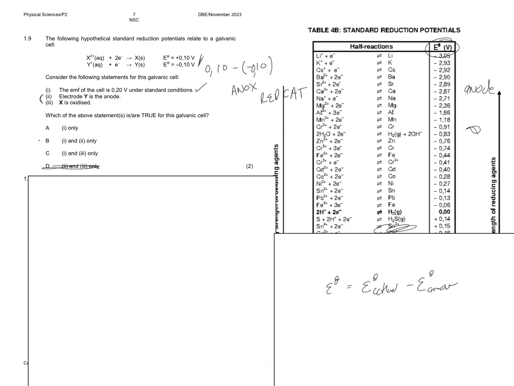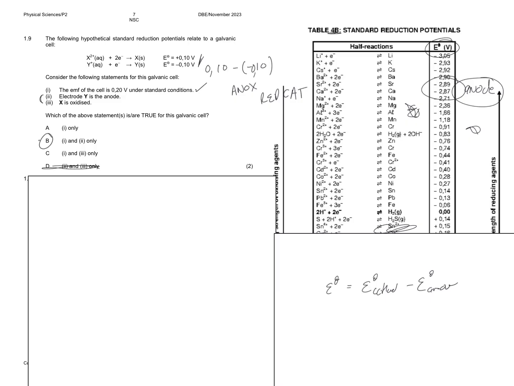2 and 3 cannot be true together. And electrode Y is the anode. That is certain because if I look on my table that I'm given in the exam, I can see that the numbers on top are negative and the thing on top is the anode when I'm using table 4B. So electrode Y is definitely the anode. And so number 2 is definitely true. So therefore it makes it B.